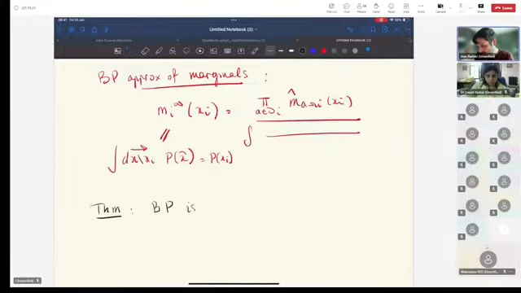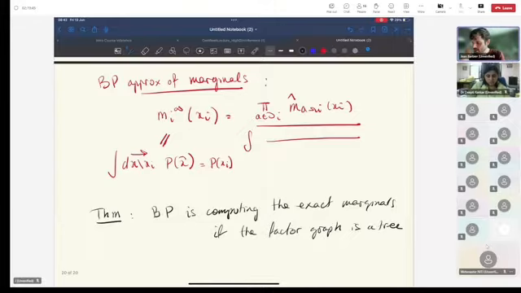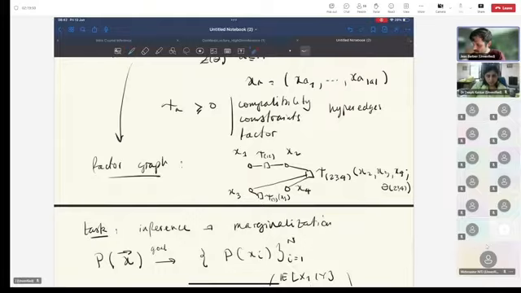BP is computing the exact marginals if the factor graph is a tree. So there are no loops. Okay, so for example, this is a tree.